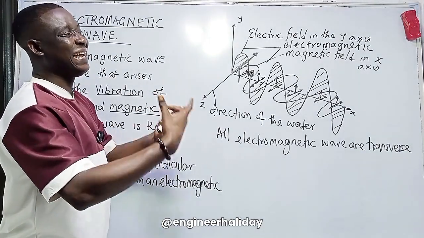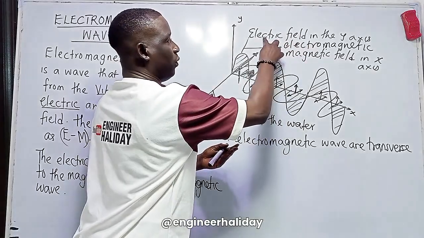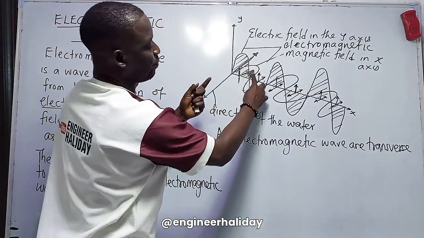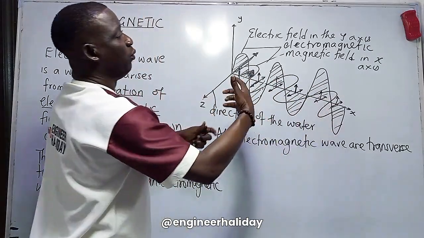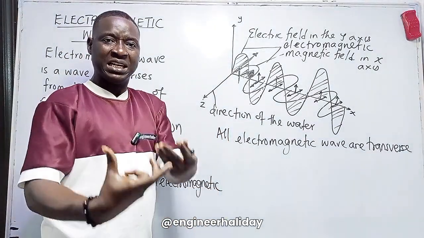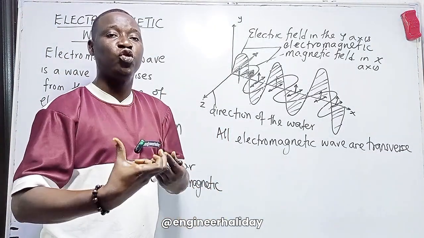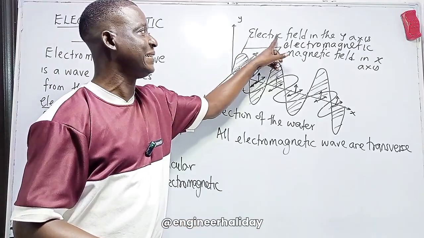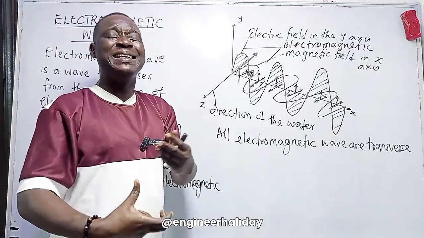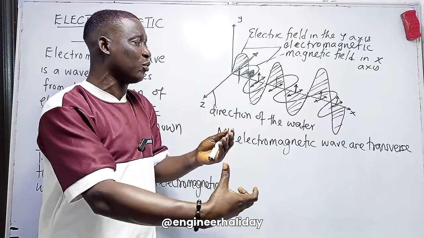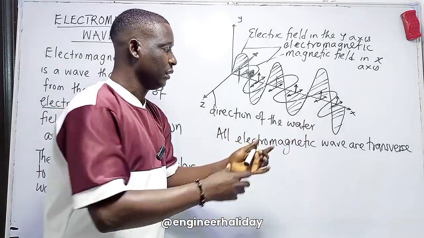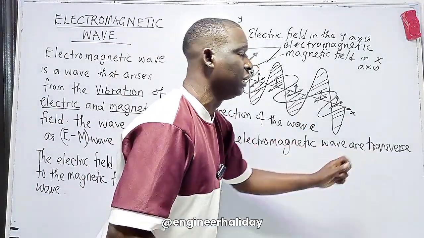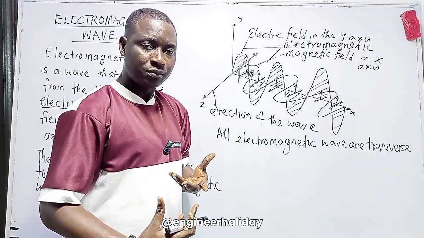We can now call them electro, because electro is for producing electric field, magnetic for producing magnetic field, combined together because they exhibit a kind of wave. We call them electromagnetic wave. That means a wave that is generated, produced, or that arises as a result of vibration of magnetic and electric field moving at right angle to the direction of the wave. So in that case, a transverse wave is a wave that is defined when what?